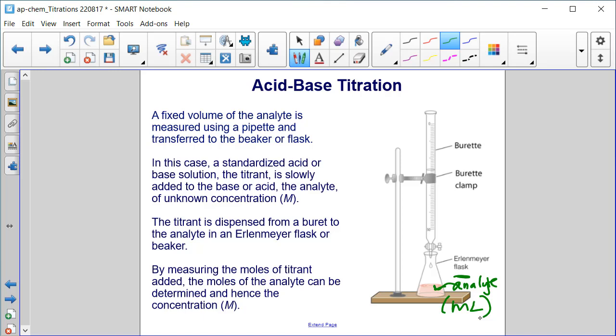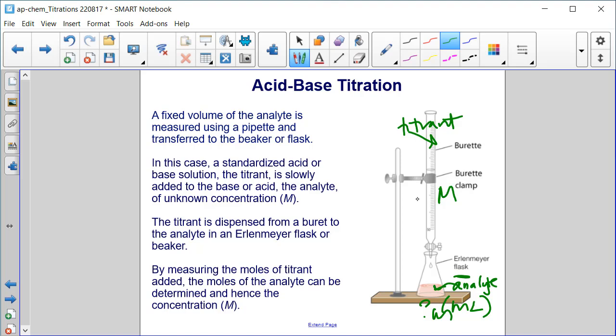In the case of an acid-base titration, a standardized acid or base solution, the titrant, would be in the burette, and would be slowly added to the analyte, which is either base or acid, of unknown concentration. So we don't know the concentration of the analyte, but we know the concentration of the solution in the burette.